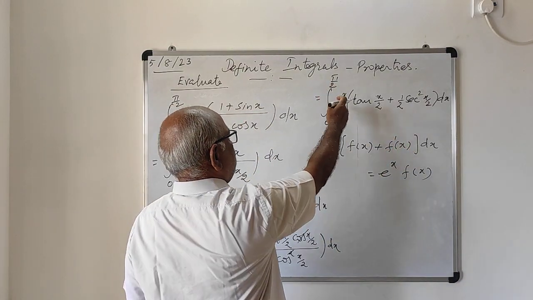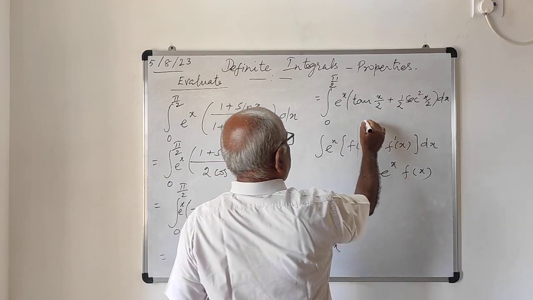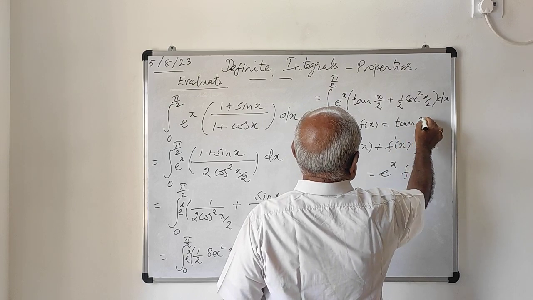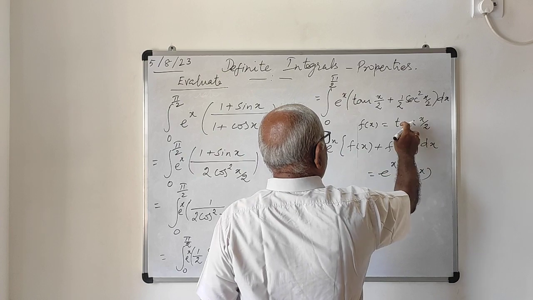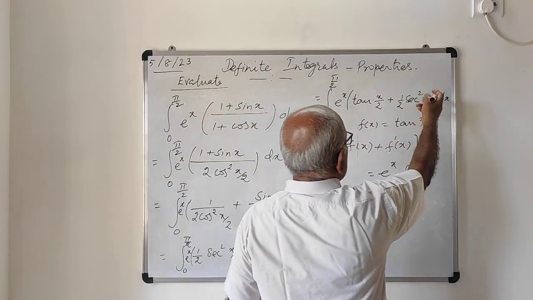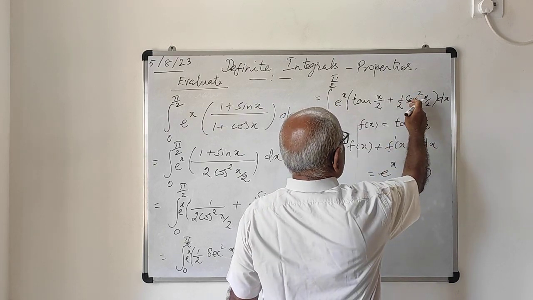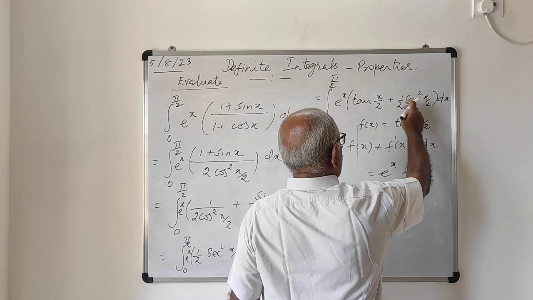So you can see e power x into tan x by 2, here f of x is tan x by 2. Therefore the derivative of f of x, f dash of x: the derivative of tan x by 2 is secant square x by 2 into the derivative of x by 2, which is 1 by 2. So f dash of x is 1 by 2 secant square x by 2.